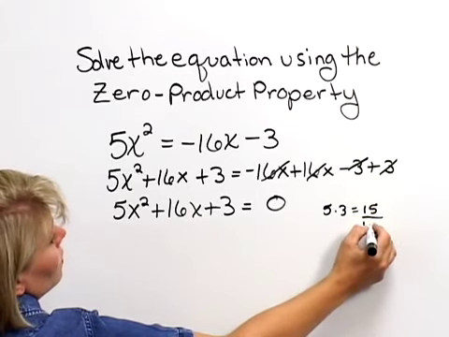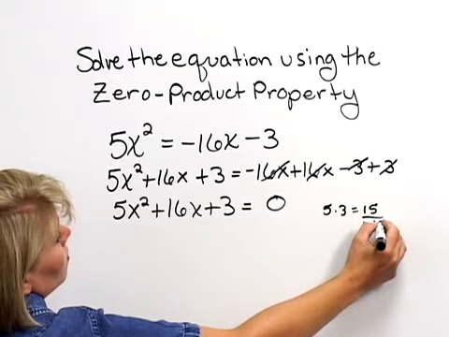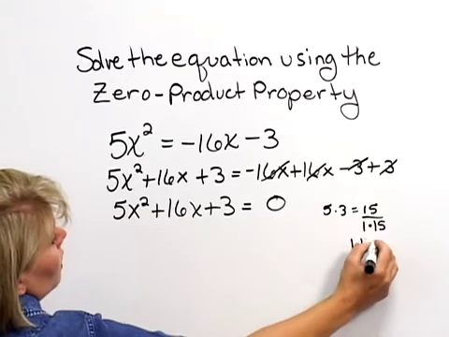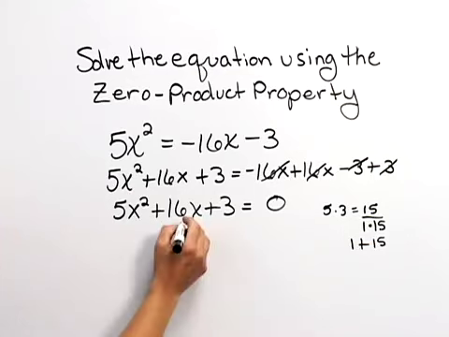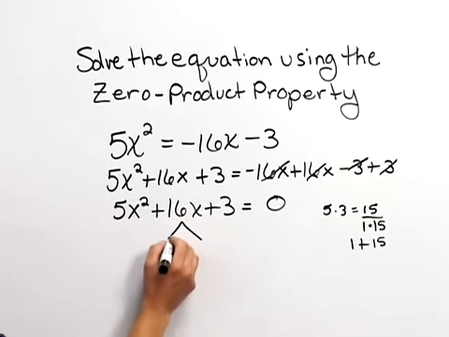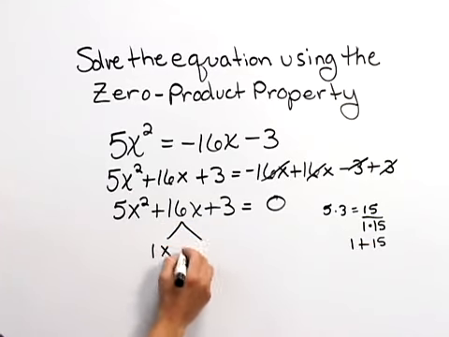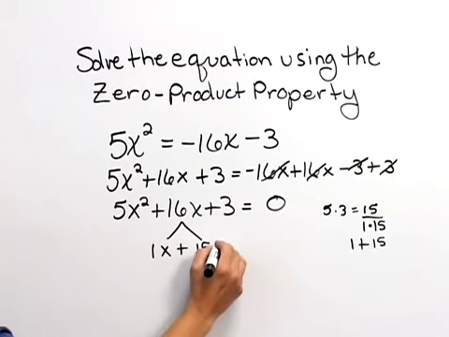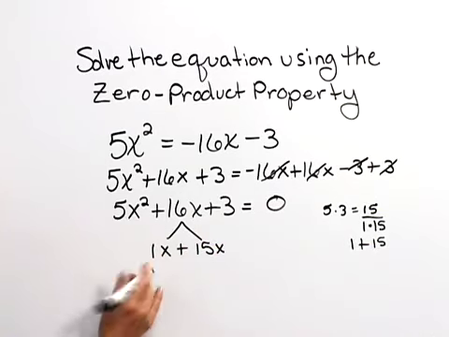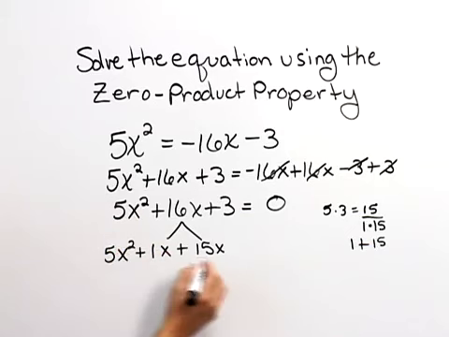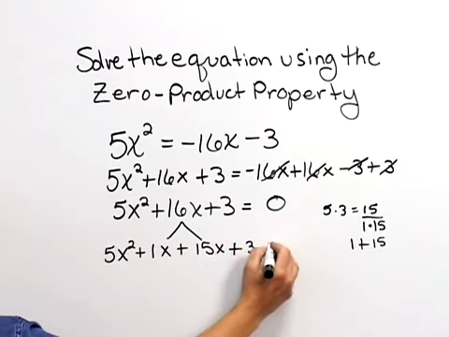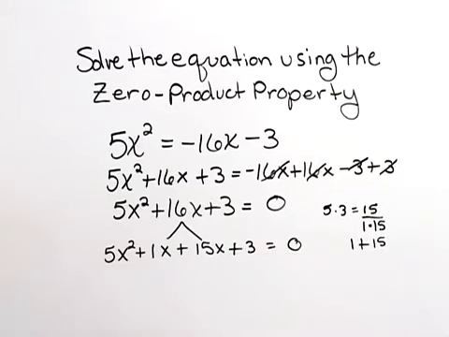So I notice that 15 is the same thing as 1 times 15. And 1 plus 15 would give us our 16 in the middle. So let's separate the 16x into a 1x plus a 15x, which is where that 16x came from. We're going to carry down our 5x squared and our 3 equaling 0. Now we'll factor by grouping.